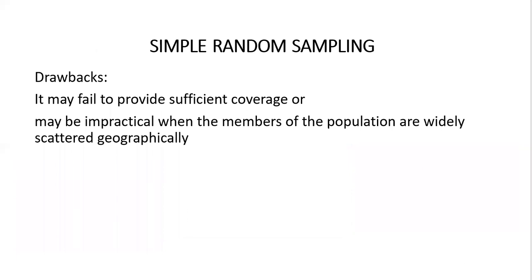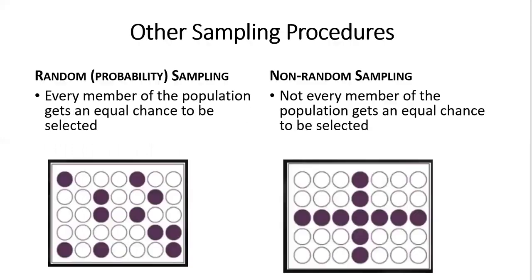Okay, the simple random sample is the best. It's a golden standard in sample selection. However, it has its drawbacks. It may fail to provide sufficient coverage or may be impractical when the members of the population are widely scattered geographically. So we're going to discuss some other types of sampling in later videos.